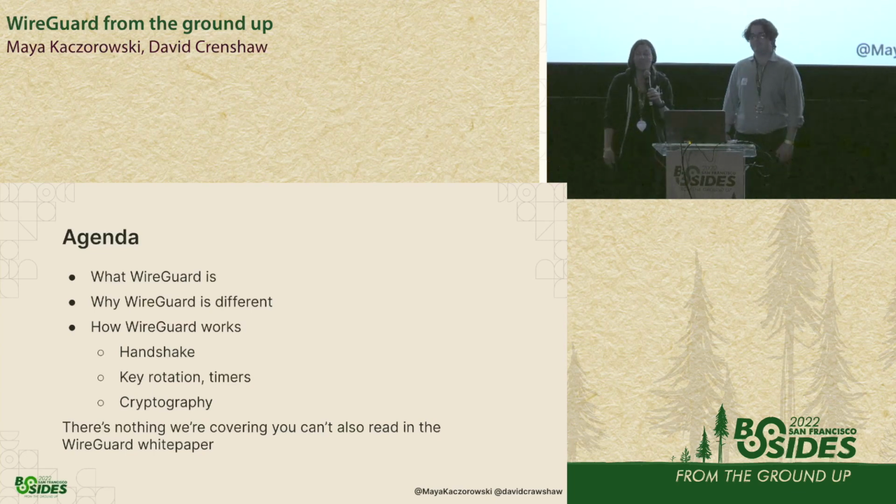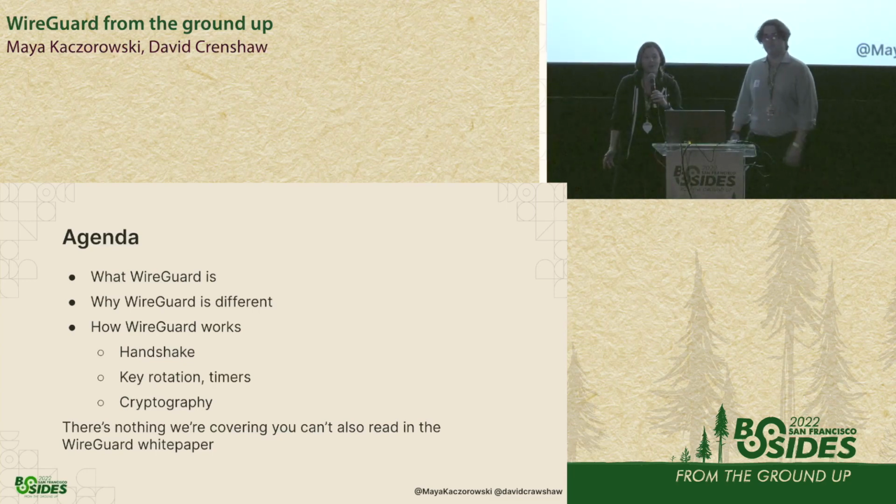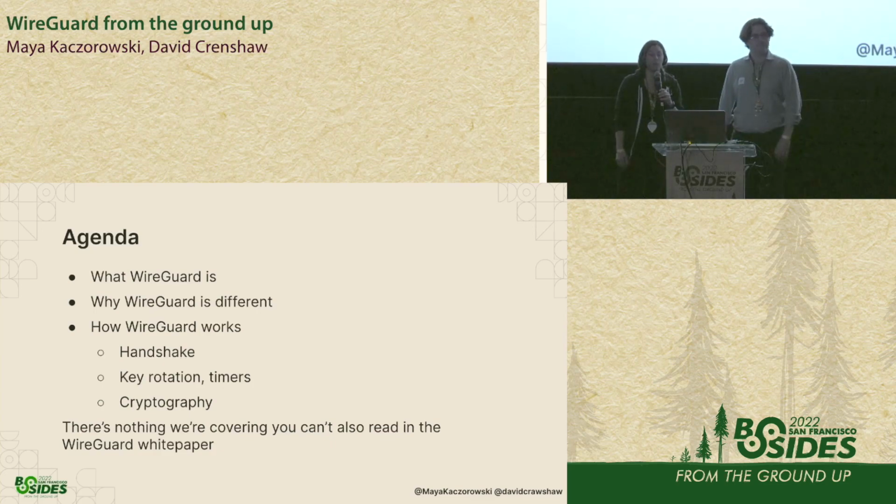This talk is meant for software engineers or security engineers who have some understanding of network protocols and some cryptographic primitives, but not a deep cryptographic background. And there's nothing that we're going to cover today that you can't read in the WireGuard white paper, but we get it. Not everyone wants to read a crypto-heavy white paper. So we'll leave you with a few links at the end where you can learn more.